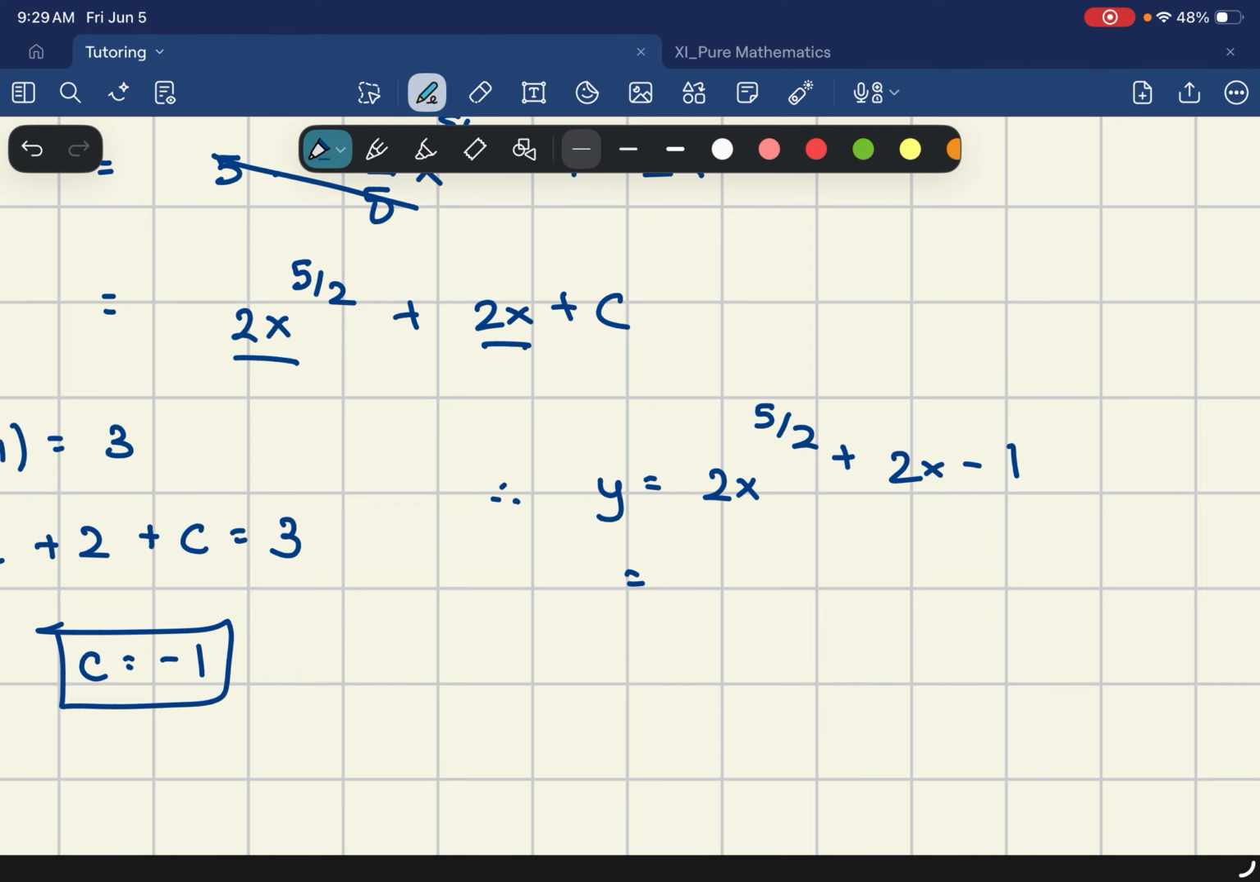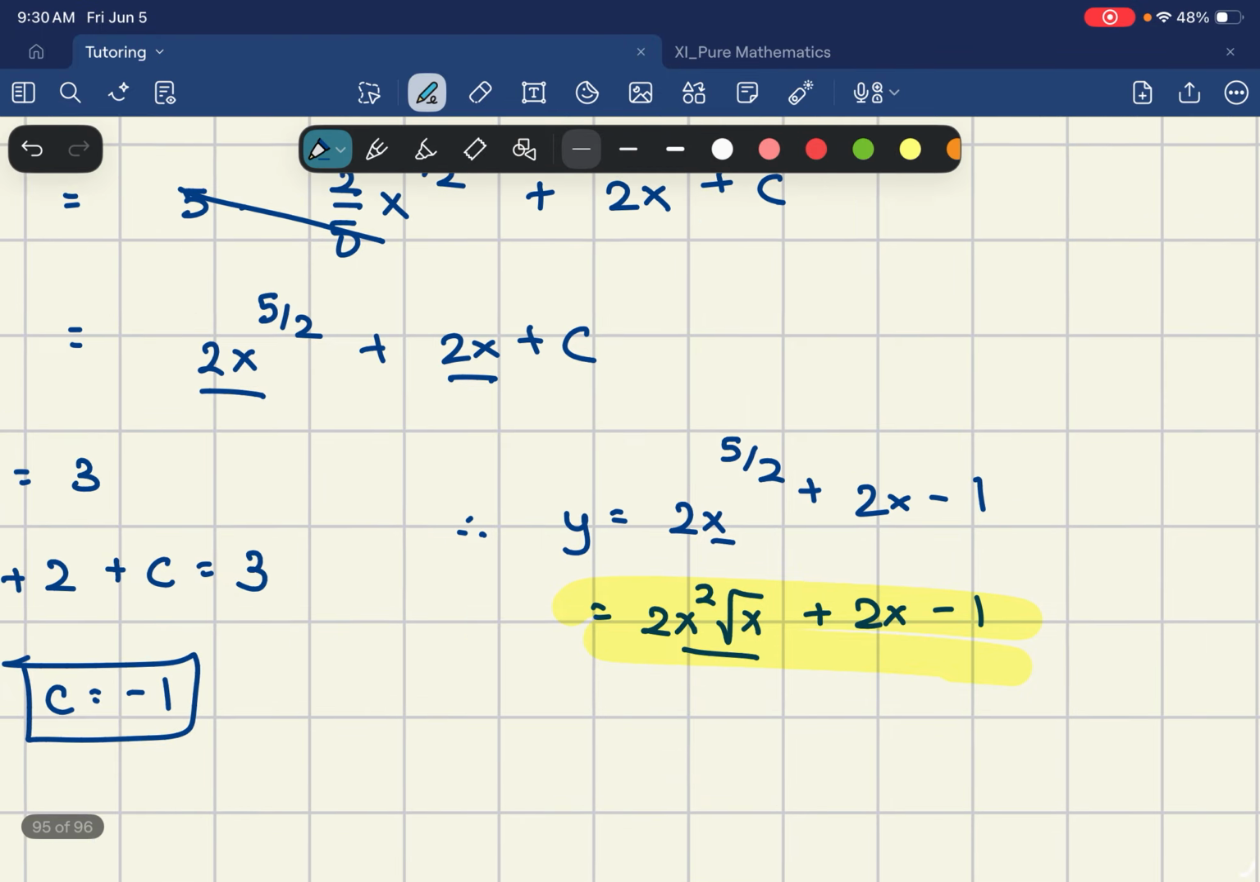And the textbook prefers to write this as x squared times square root of x. And you can check why. 5 over 2 is going to be 2 plus half. All right. So now that we have this down, plus 2x minus 1. So this and this expression is the same thing. So now we have the equation of the curve down.